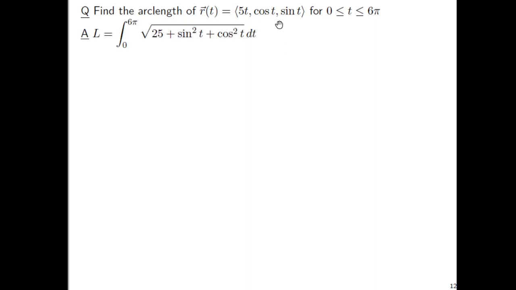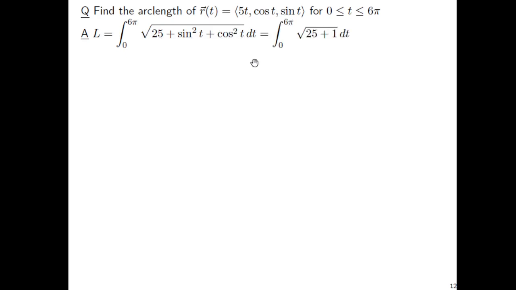I didn't show all the work here, but 5t will differentiate to 5. Cosine of t will differentiate to negative sine of t, and sine of t differentiates to cosine of t. Then, for the thing we integrate in the length formula, we need to take the results of those derivatives. 5 was one of them, and we square it, so that's why there's a 25. We had a negative sine of t, which we square and it will be sine squared t. There was a cosine of t, which we square, so we'll have cosine squared t. So that's all inside the radical.